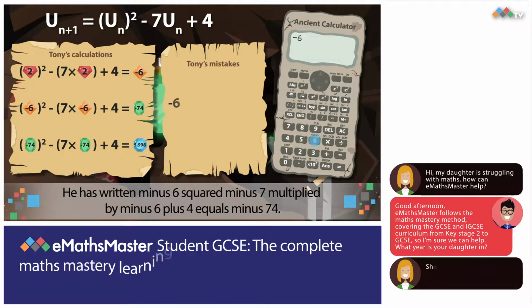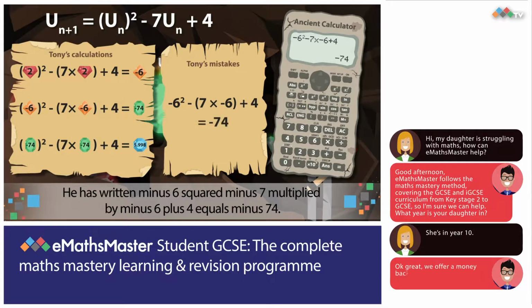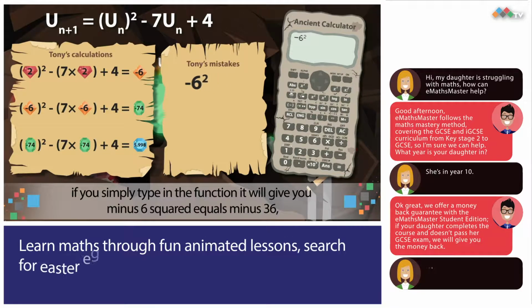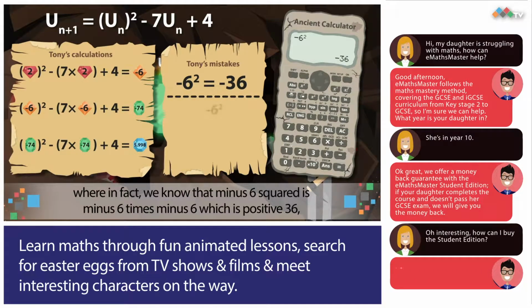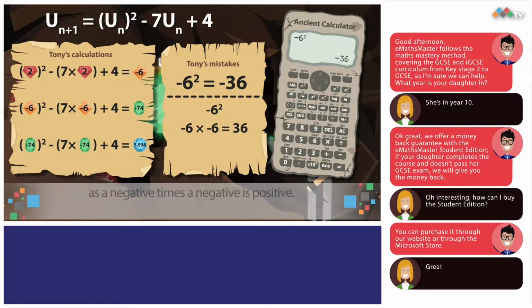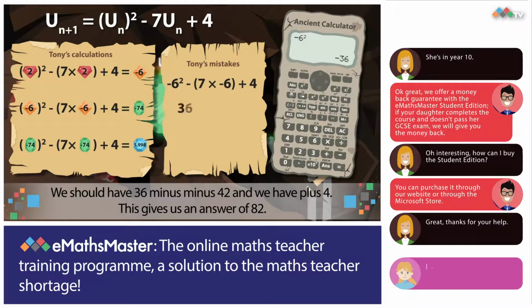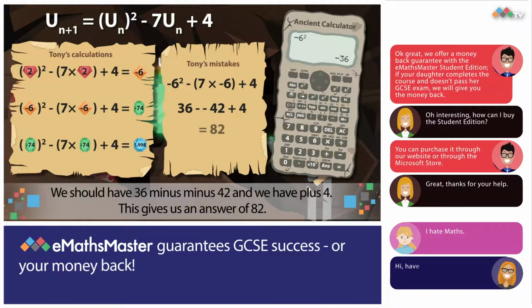He has written minus 6 squared minus 7 multiplied by minus 6 plus 4 equals minus 74. When we type minus 6 squared into our calculator, we have to be very careful, because on a lot of calculators, if you simply type in the function, it will give you minus 6 squared equals minus 36, where in fact we know that minus 6 squared is minus 6 times minus 6, which is positive 36, as a negative times a negative is positive. We should have 36 minus minus 42, and we have plus 4. This gives us an answer of 82.